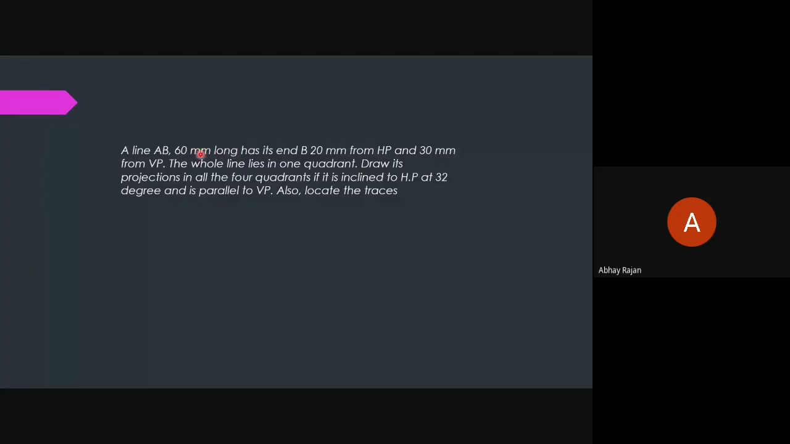So in this question, see that a line AB is 60 mm long. The length of the line is given, and its endpoint B 20 mm from HP and 30 mm from VP is also given. The whole line is in one quadrant. Draw its projections in all the four quadrants. So you are asked to draw this line, placing it in every quadrant.